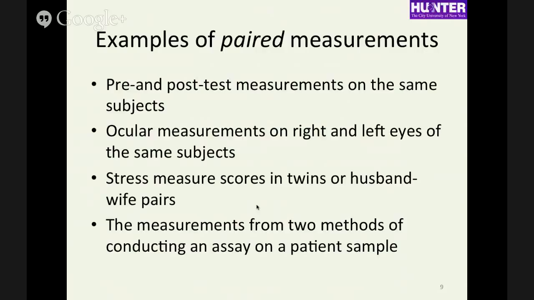So the measurement from two methods of conducting an assay on a patient sample. So we've got one patient, two different ways of collecting a measurement, and we want to see whether the measurements from these two instruments are different from each other.